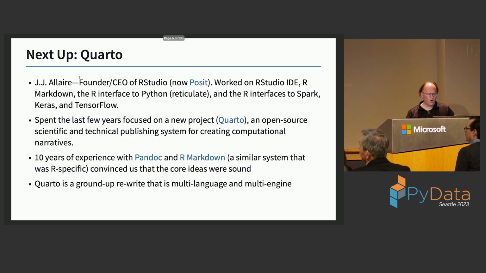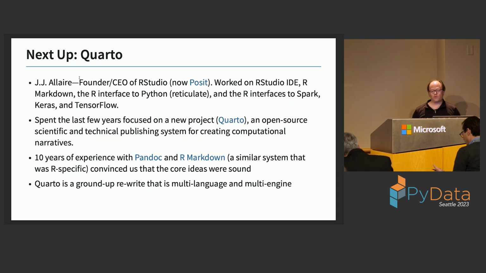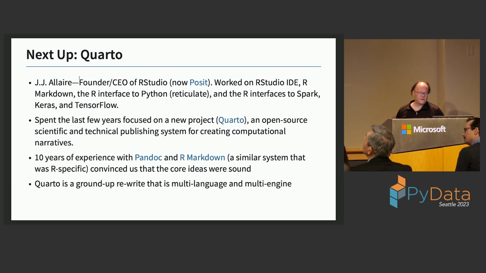So on to Quarto. I spend most of my time now working on Quarto, but prior to that, I worked on the RStudio IDE along with Joe Cheng, who's here, I think, and who some of you may have heard give a talk about Shiny for Python yesterday. So I worked on the RStudio IDE. I worked on R Markdown, which was a predecessor to Quarto that was R specific. And then I also worked on the R interface to Python and the R interfaces to a bunch of other machine learning, distributed computing libraries.